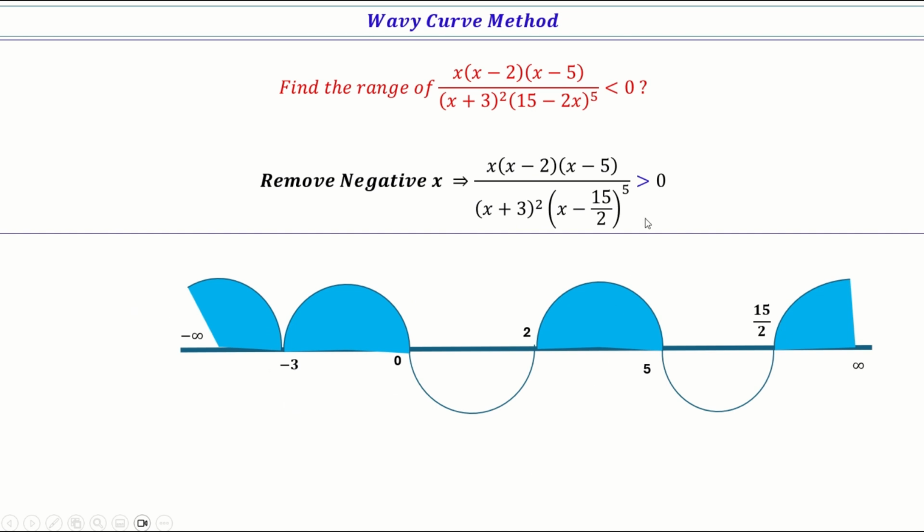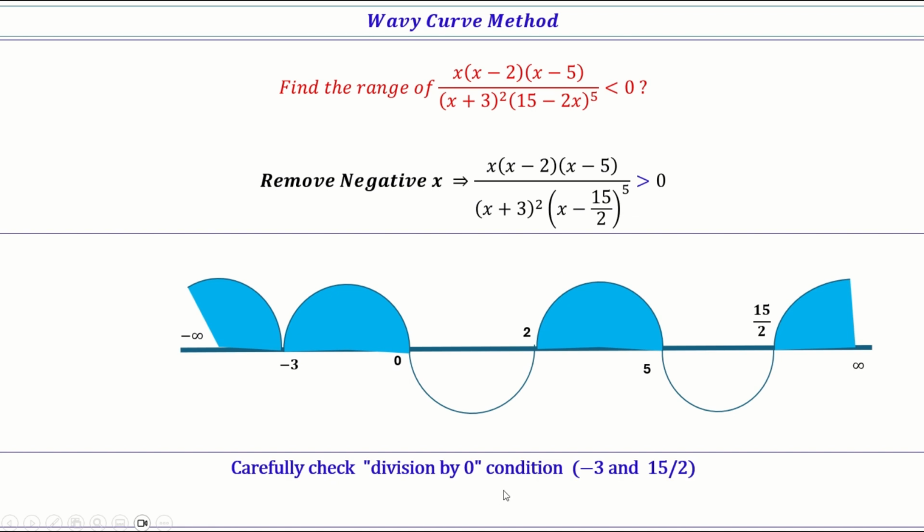So this is my expression, and I am looking at greater than 0, so all the top portions are my solution set. Write it properly. Check the division by 0 condition for −3 and 15/2. These two should not be included, correct? Even if you have greater than or equal to 0, we still should not include 15/2 and −3. So my range is minus infinity to −3, exclusive. Minus 3 is not included, so I'm fine.